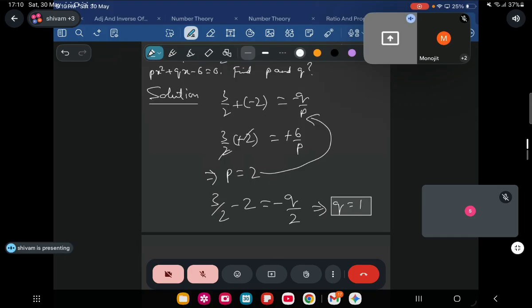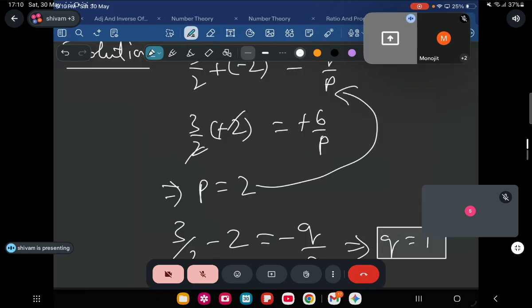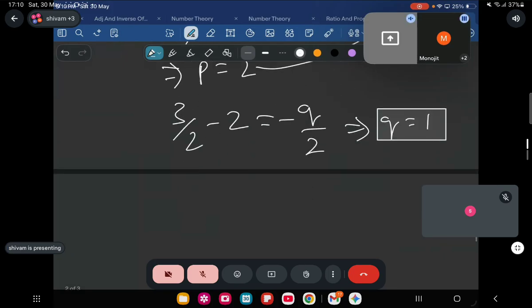That method, will it be accepted in school? I don't know. Sir, which method? This method, the one which I did. Sum of the roots, product of the roots. Sir, sum of roots is taught in school. Taught in school. Yes, sir. So it should be accepted.